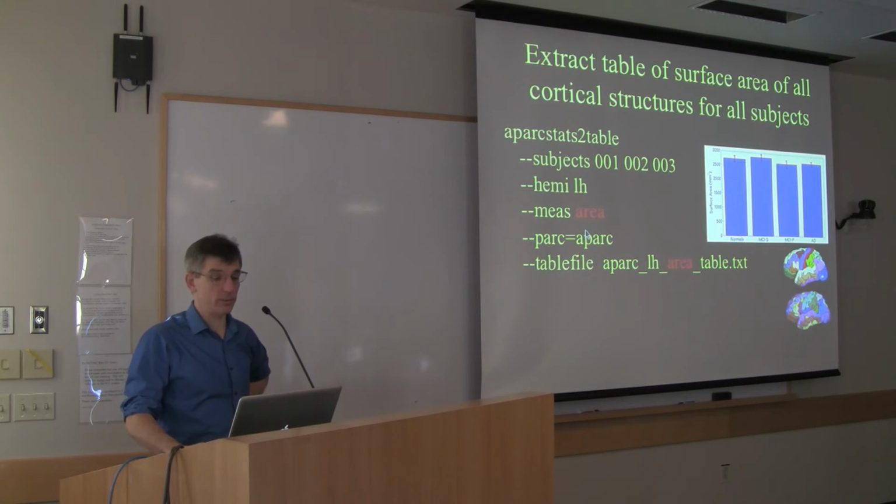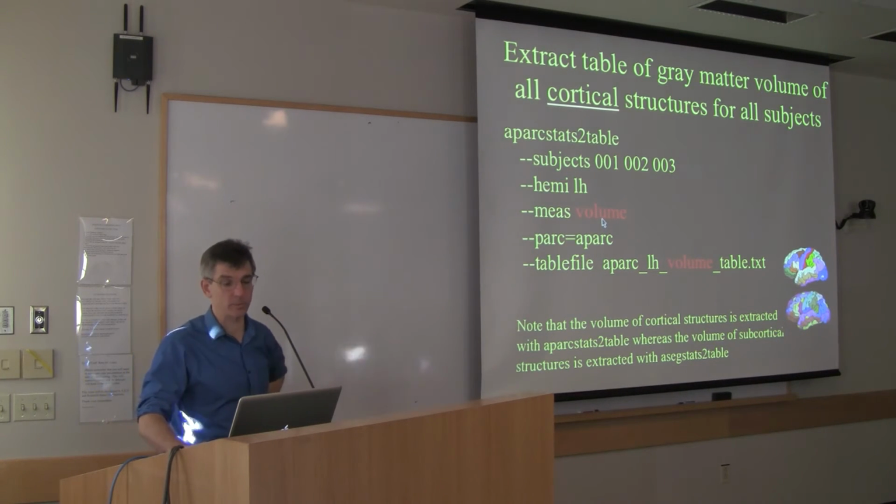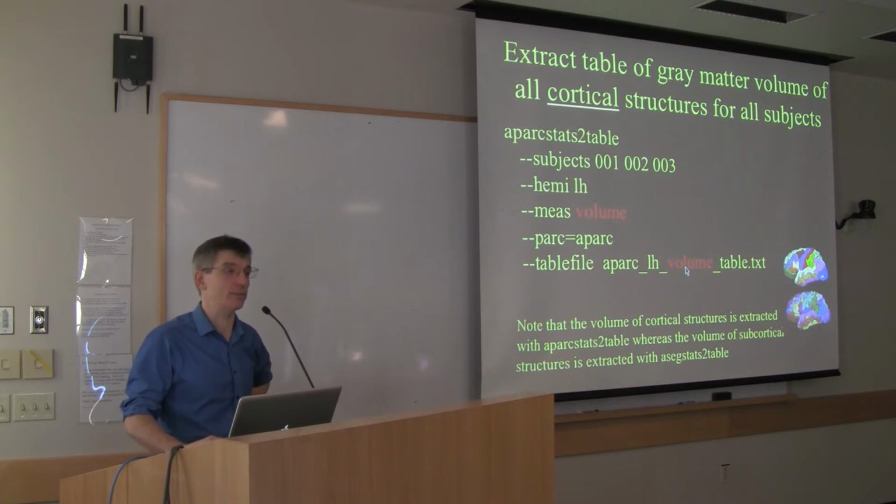So the other things that you can have are area, and the only thing that you do is to simply change measure here from thickness to area, and you get a new table out. And then you can also say volume as well. You just change measure from thickness or area to volume, and you get another table.